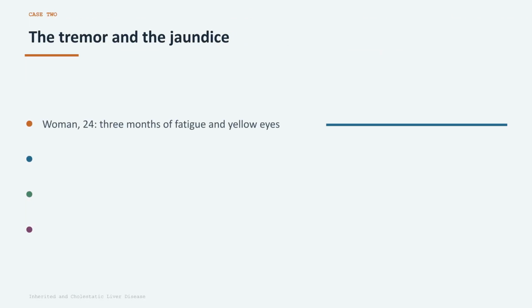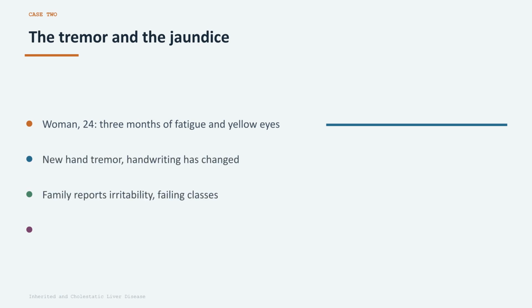Our second patient is a 24-year-old woman. 3 months of fatigue and yellow eyes. Her handwriting has changed and her hands shake. Her family says she has become irritable and is failing her classes. She does not drink, and she has taken no acetaminophen and no herbal supplements.